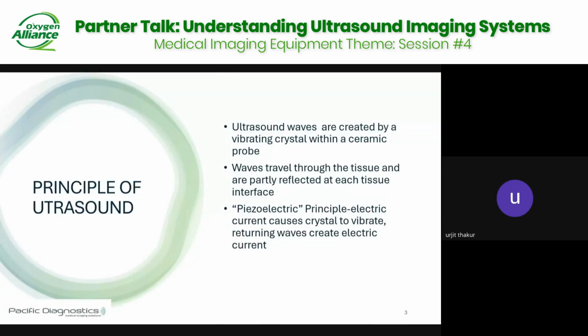Going to the principle of ultrasound, ultrasounds are created using ceramic crystals, and the vibration is what creates them. When these crystals vibrate, waves travel through tissue and are partly reflected at each tissue interface, which is what forms the image. These crystals are known as piezoelectric crystals. When electric current, generally an alternating current, is applied to piezoelectric crystals, they start to vibrate, and these vibrations generate sound waves with frequencies between 1.5 to 8 megahertz, which is generally what is the ultrasound.